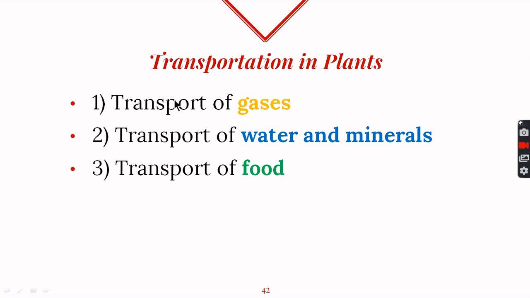Water is absorbed by the roots of the plant and then taken to higher parts of the plant body. Food, we know, is manufactured inside the leaves, and from the leaves it has to be taken to each and every part of the plant body.